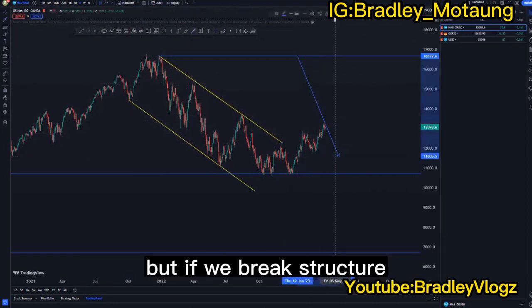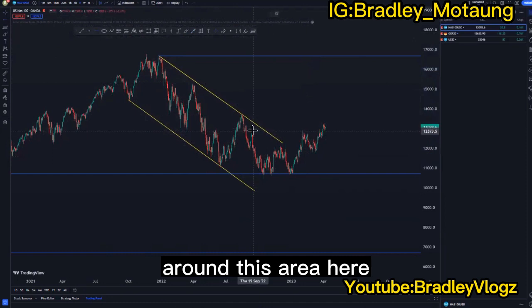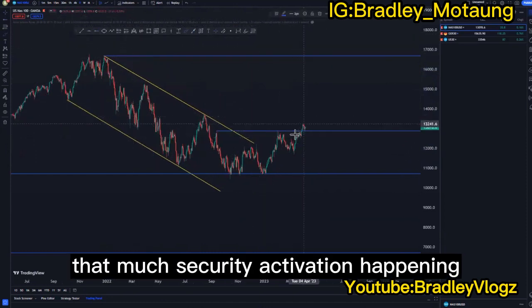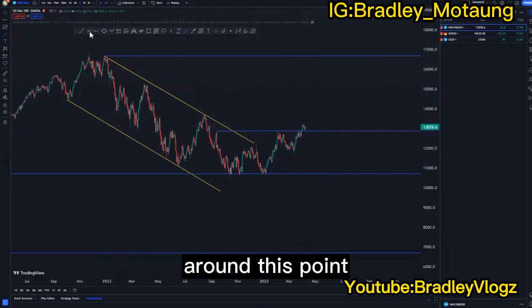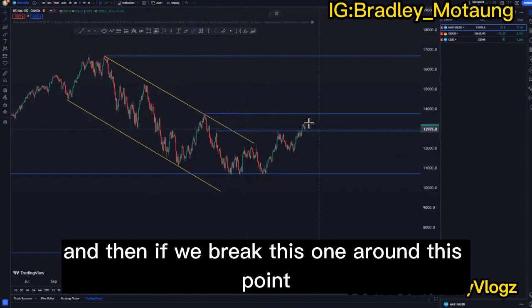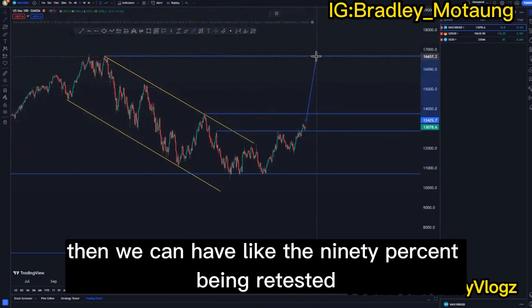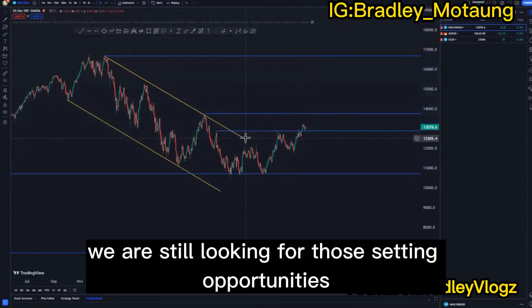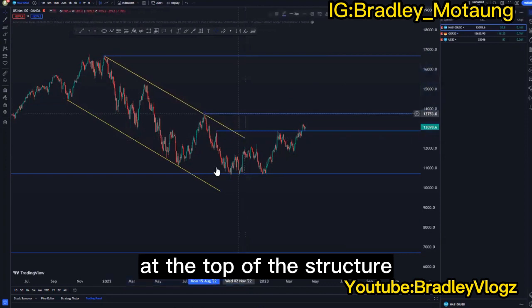But if we break structure around this area here, of which we already have that mass psychology activation happening around this point, and then we have the highest high, which is this one here, and if we break this one around this point, then we can have the 90% being retested. But at the moment, we are still looking for those selling opportunities at the top of the structure.